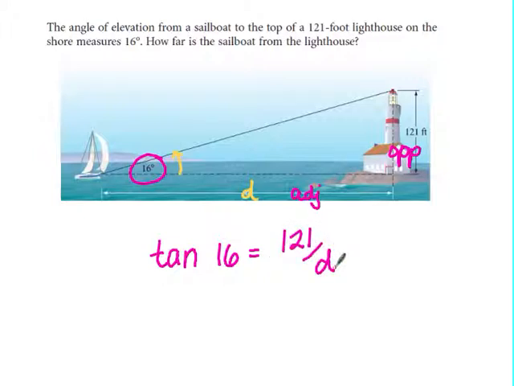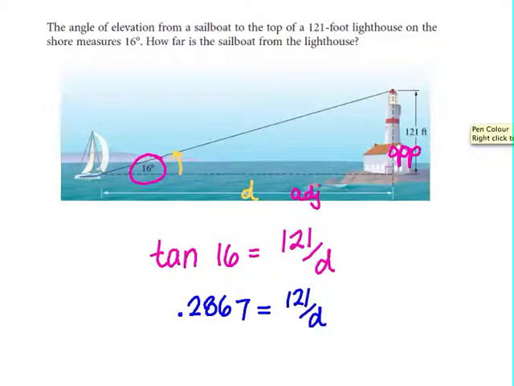121 over D. Now, I need to go ahead and find what the tangent of 16 is. What is the tangent of 16? And I want 4 decimals. 0.2867. Now, if you remember, we have 2 ways to solve this. One, I can just multiply both sides by D, or two, I can make a proportion. I think this is the class that liked to just multiply by D. So you have 0.2867D equals 121.